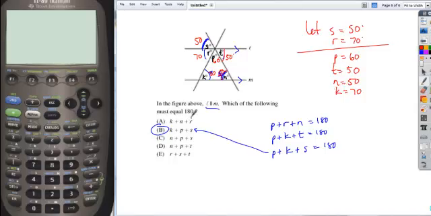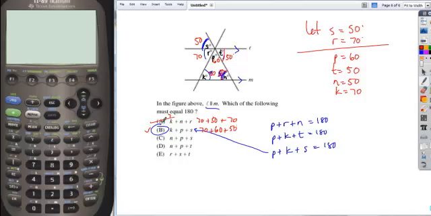If they are not equal to 180, we can eliminate them. So if we plug in our values here, 70 plus 50 plus R, which is 70, that does not equal 180, so we can eliminate that. Here we have 70 plus P, which is 60, plus S, which is 50. That does equal 180, so we do have to consider this.